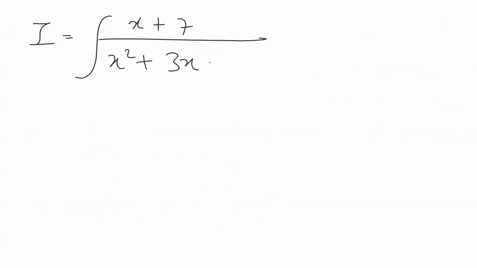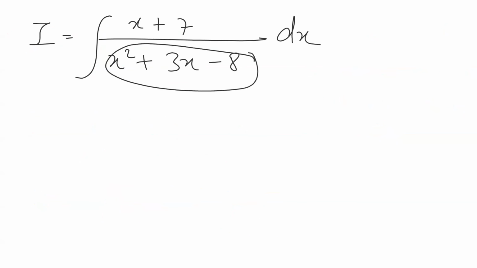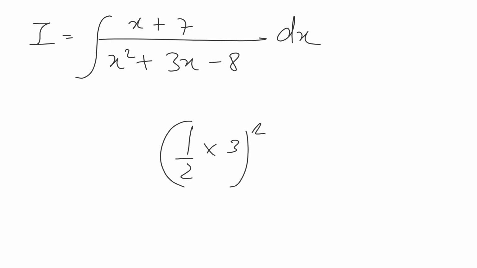So for example, the question is x plus 7 upon x square plus 3x minus 8. So tell me, can we factorize the denominator, yes or no? No, sir. See, the first and foremost thing is we cannot factorize the denominator, so applying partial fractions will be difficult. We cannot even apply half into coefficient of x, the whole square. This method also is not applicable because we don't have a constant in the numerator. We have x plus 7, right?